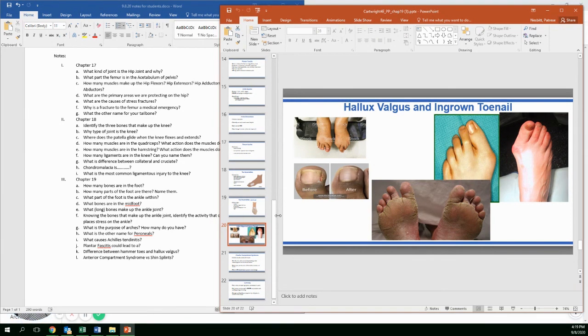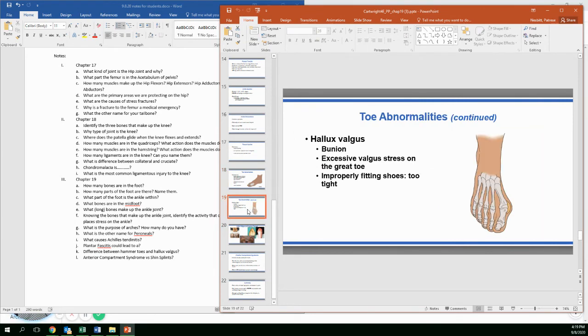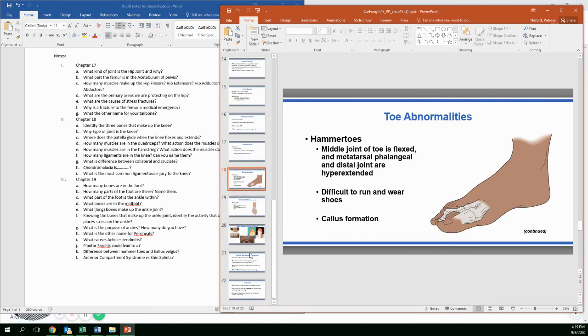So, yeah, what is the difference between hammer toes and hallux valgus? One simple one, just toe. Okay, one is the big toe, one is the second toe.